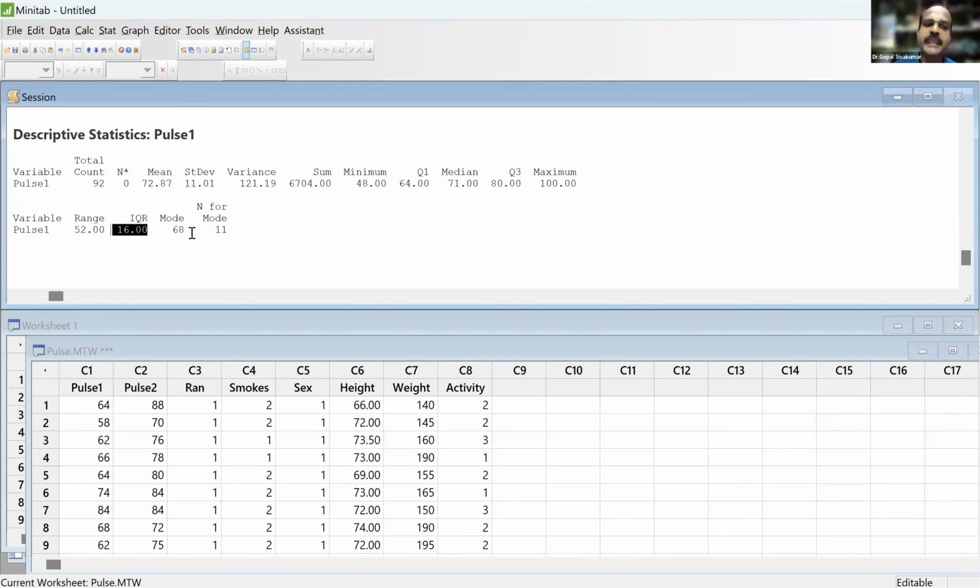Most of the day, the pulse is recorded as 68. Can you see that? Most of the time your reading is 68. That is mode. How many times that occurred? 11 times. Do you understand? This is descriptive statistics. Agree, all of you? Yes. It helps you to understand what's happening with respect to the pulse rate.